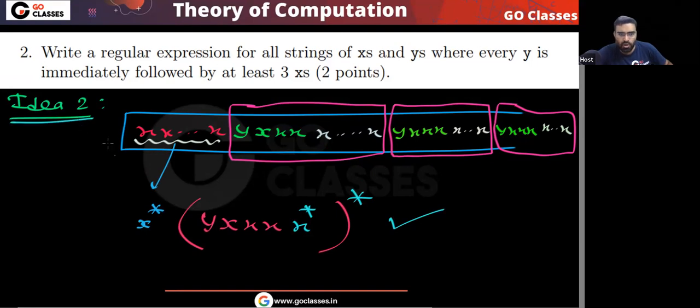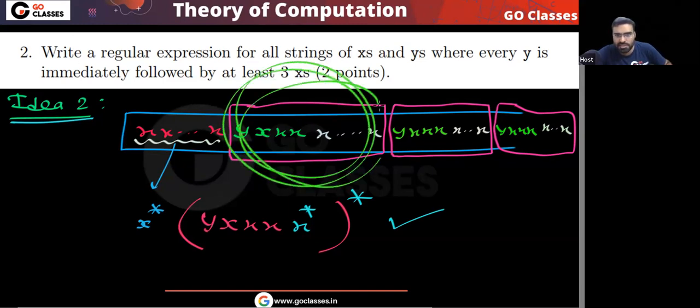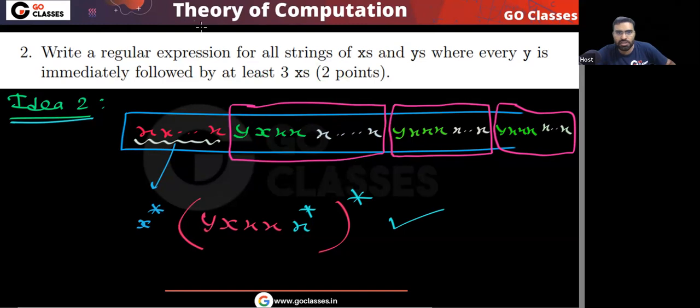So please tell me, did you understand the idea number 2? Remember, very simple. Any number of x can come. Then this structure is repeating any number of times. Okay, very simple. Understood? Is this idea clear?